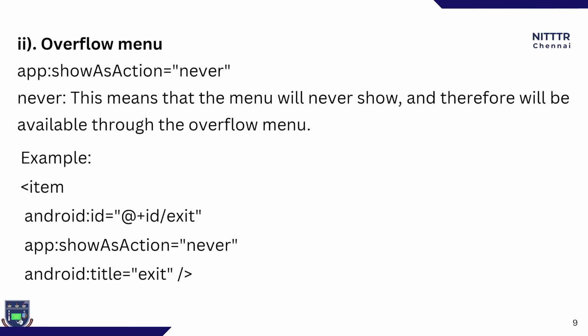Next, what does showAsAction equal to never do? It tells Android not to display this menu item as an icon or text on the action bar, and instead to place it only inside the overflow menu. Next, we will see why to use the never option. It avoids clutter on the action bar and is suitable for secondary actions or less frequently used options like help, about or exit. So, we can use never.